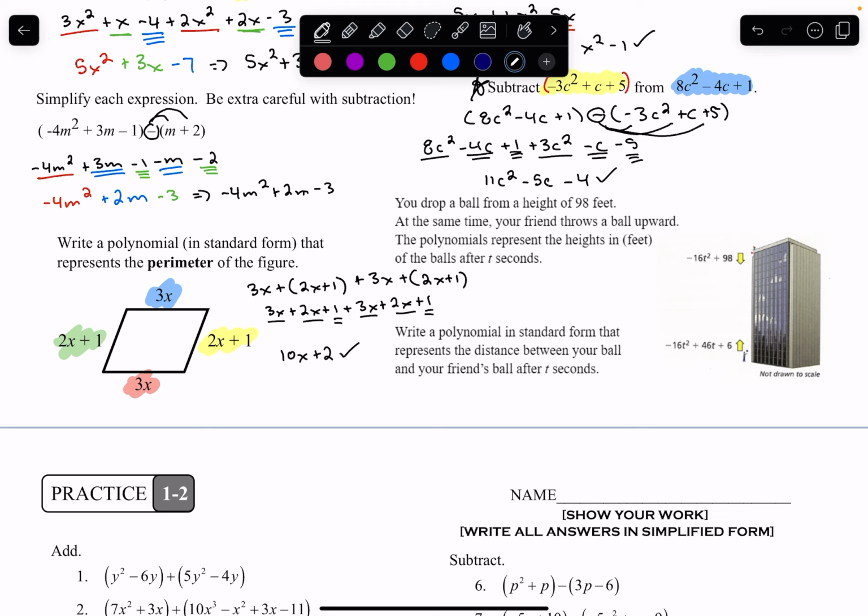And it's in standard form because I start with the biggest exponent, which is just x to the 1, and I end with a constant.